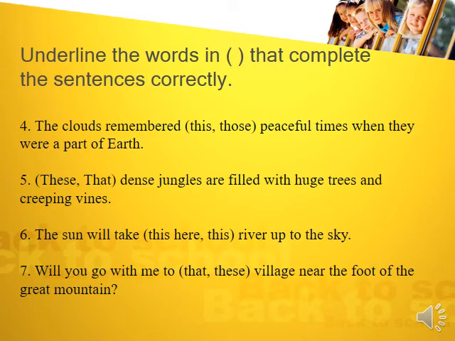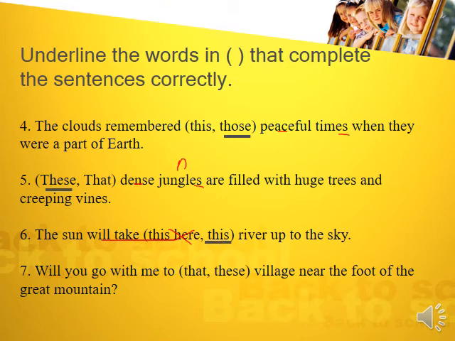Number 4, the clouds remembered this or those peaceful times. Times here is plural, so I use those times. These or that dense jungles. Jungle is the noun here. Of course, peaceful and dense are other adjectives. So which one? Jungles is the noun, so it's plural, and I use the plural demonstrative adjective. The sun will take this here. We said that we don't use this with here. This river up to the sky, so it's obvious.